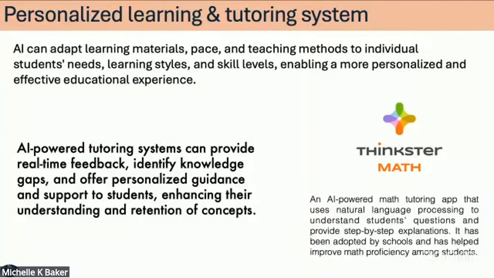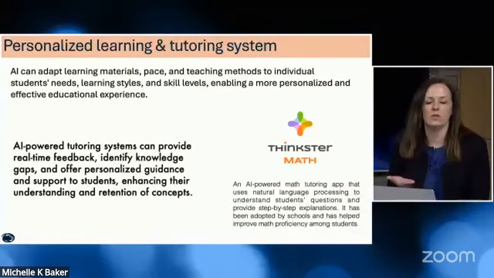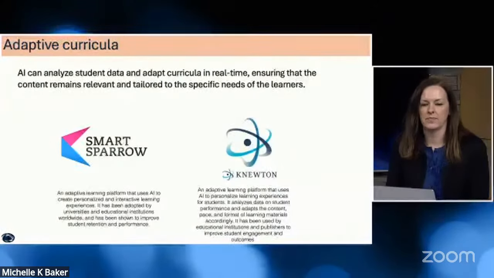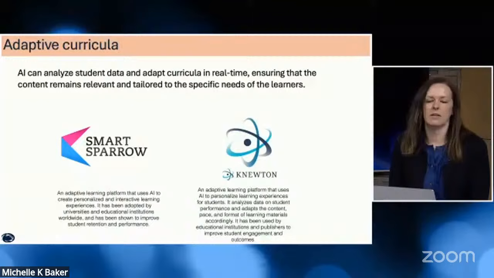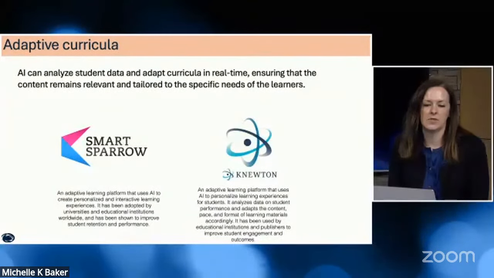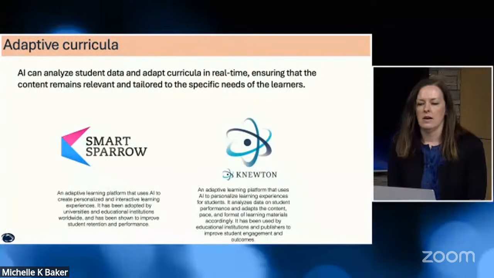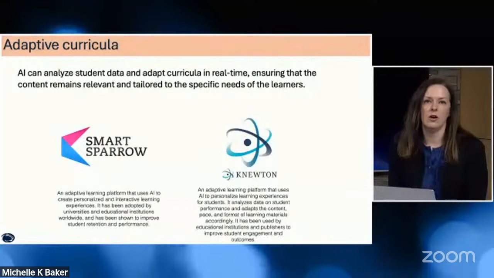I'll show you a couple of examples that will become more clear to you in the following lectures, where you can see how we can personalize the content that we're getting to a specific audience. And it makes it really helpful and useful to both the learner and the person who's trying to create the learning environment. Again, adaptive curricula. AI can analyze student data and adapt the curricula in real time, ensuring the content remains relevant and tailored to the specific needs of the student. And that's really important. We're seeing a lot of students with disabilities, and this would really be helpful in those cases.